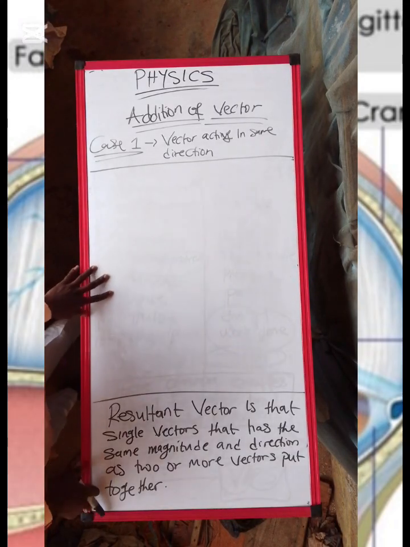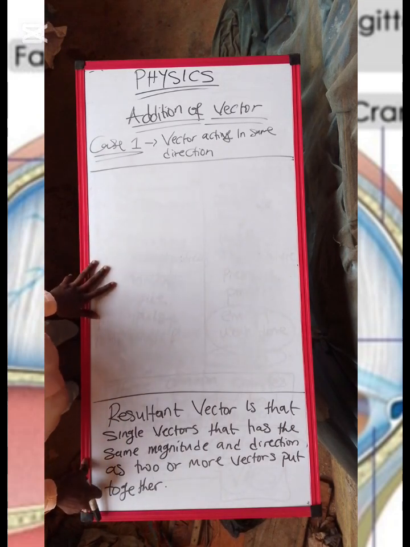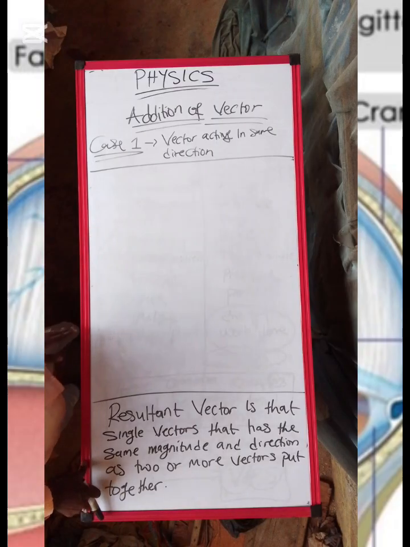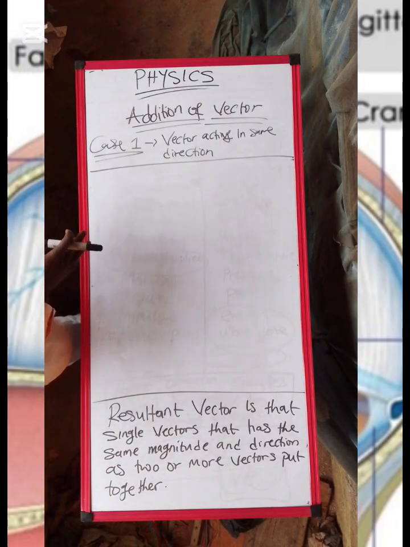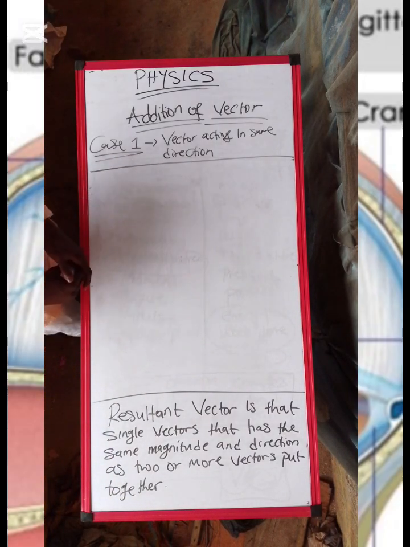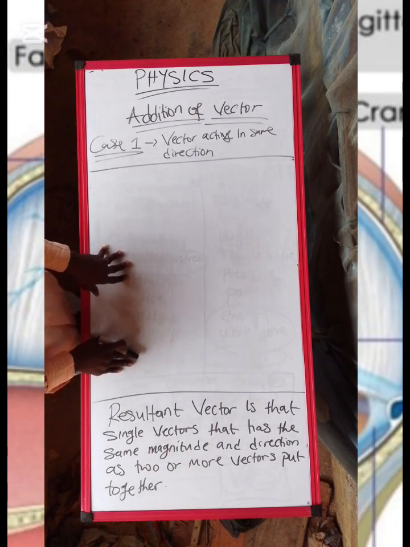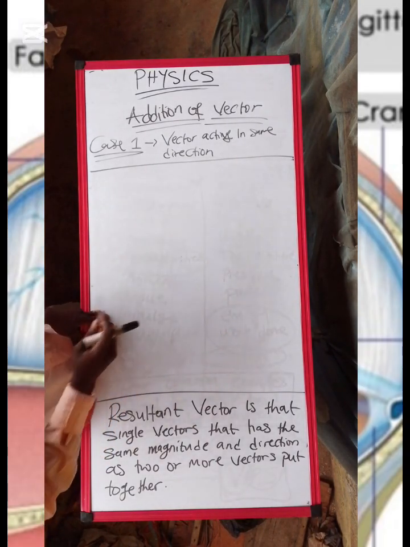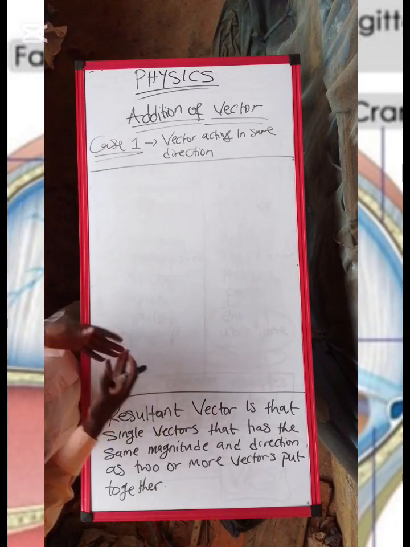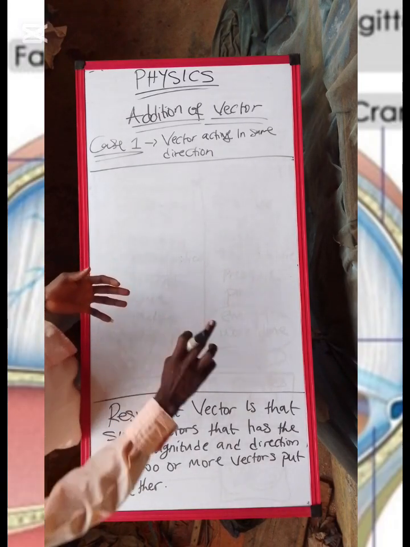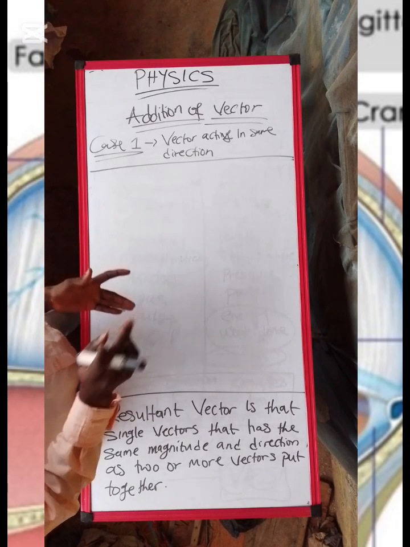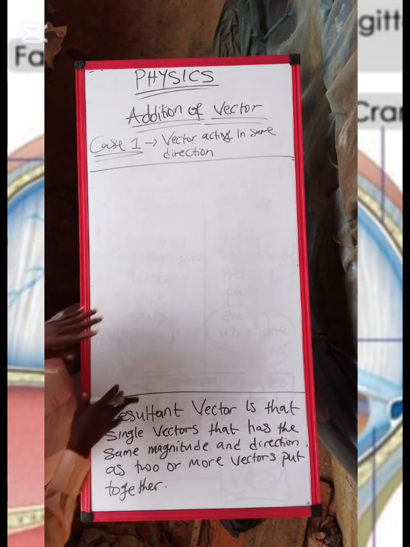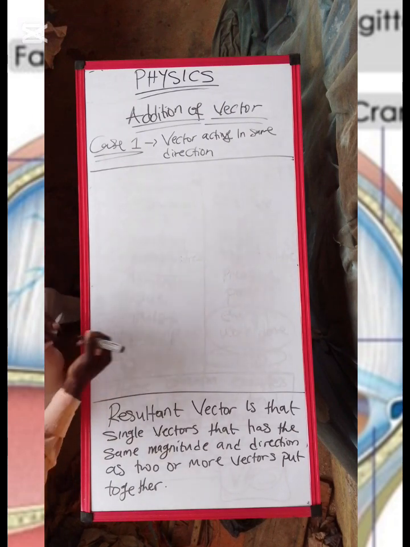Now let's look at the addition of vectors, and we're going to be handling the first case, which is vectors acting in the same direction. When we say vectors are acting in the same direction, what do we mean? Let's take force as an example. We always use force as an example when illustrating vectors. The quantities we usually use when talking about vectors are force and velocity. Sometimes we use displacement too, but it's mainly force, then velocity, then displacement, and they are all vectors. So let's use force as an example.